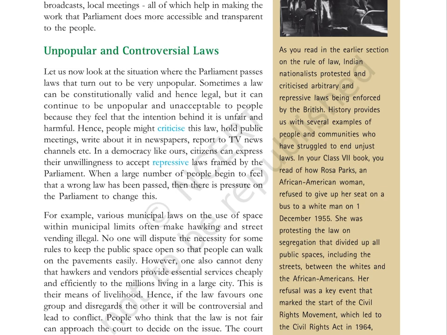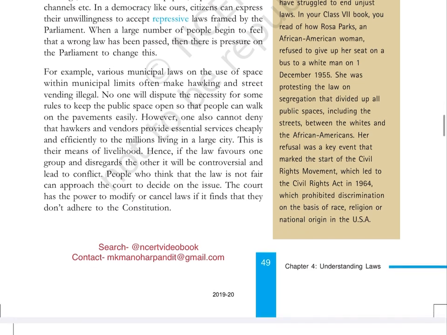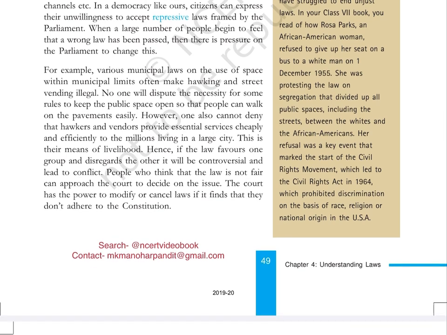For example, various municipal laws on the use of space within municipal limits often make hawking and street vending illegal. No one will dispute the necessity for some rules to keep the public space open so that people can walk on the pavements easily. However, one also cannot deny that hawkers and vendors provide essential services cheaply and efficiently to the millions living in a large city. This is their means of livelihood.